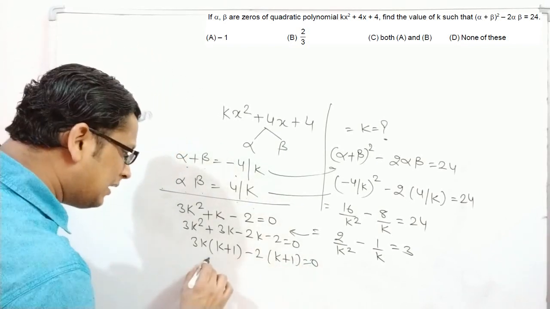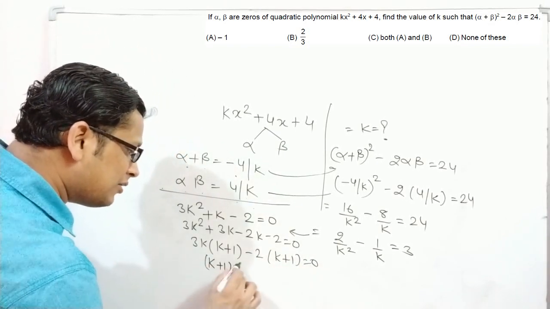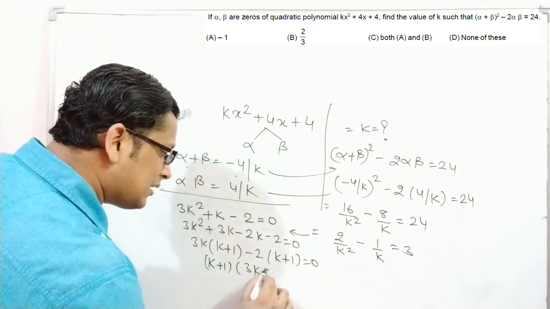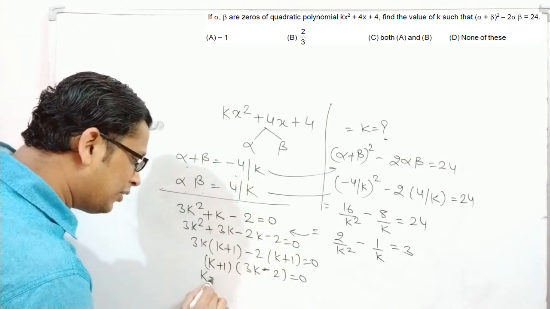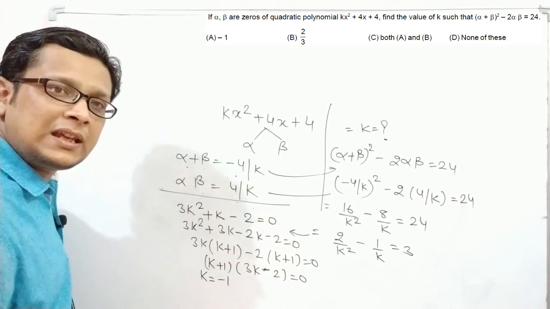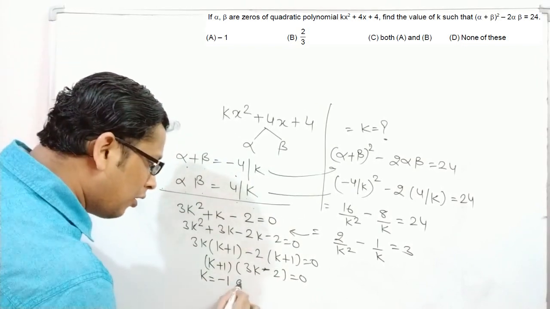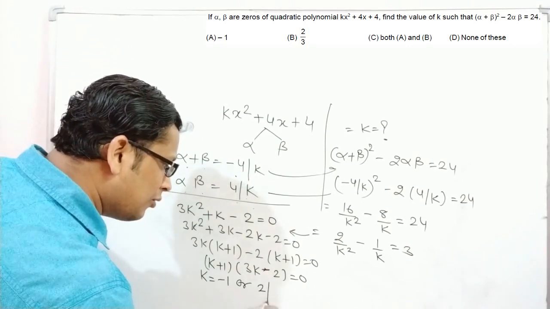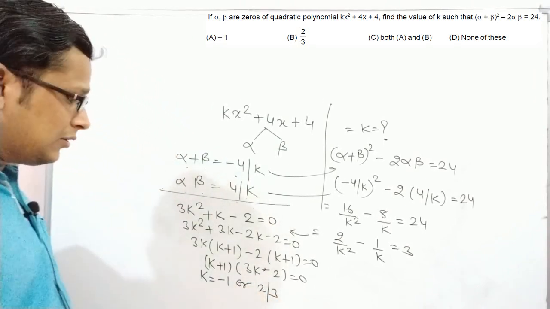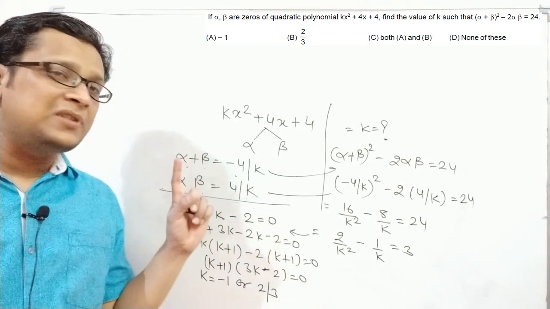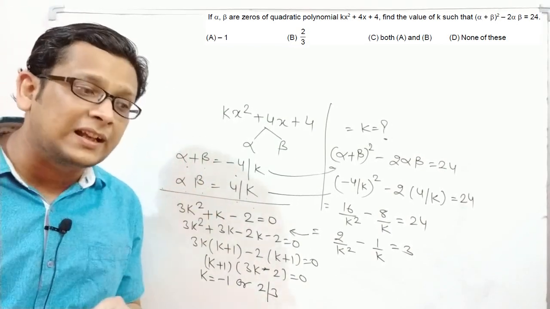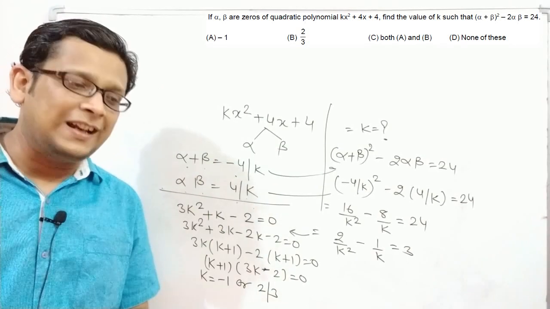So we can say that either k plus 1 is equals to 0 or 3k minus 2 is equals to 0. So finally, what is the value of k? Either k is equals to minus 1, or it is equals to 2 by 3. K is equals to minus 1 or 2 by 3. So according to the options, option 1 and option 2 both are correct. So we can say C is the correct option.